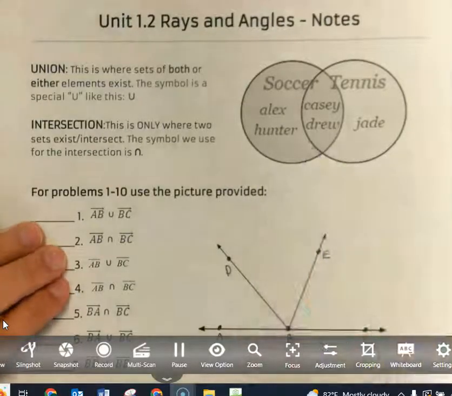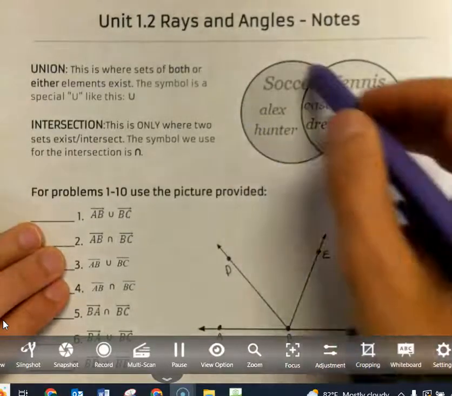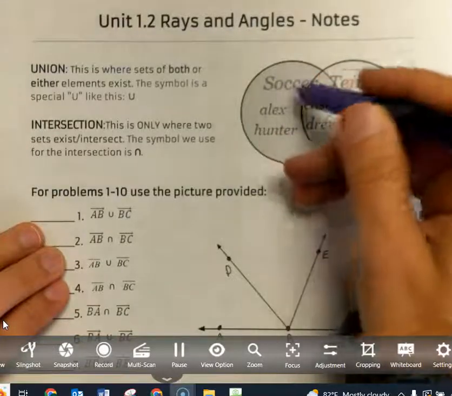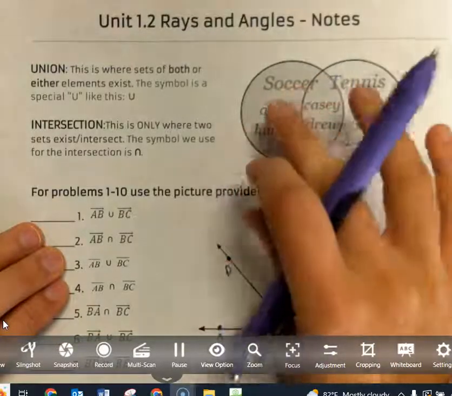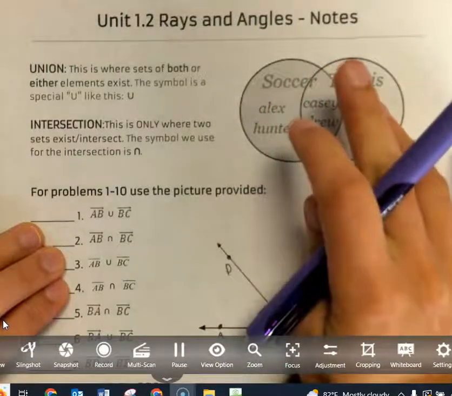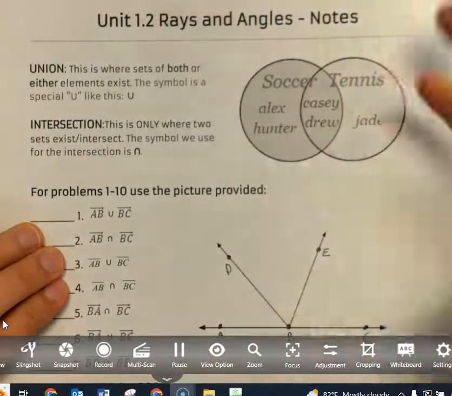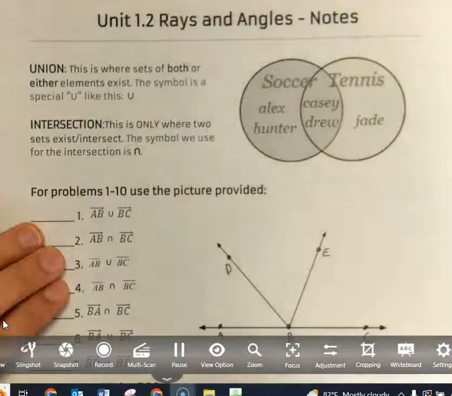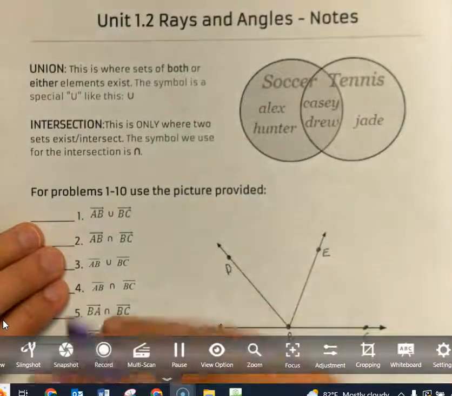Go to your unions and intersection page. So a union is when one thing is true or the other thing is true or both are true. So you're just looking at both examples and seeing what all could be in either one.